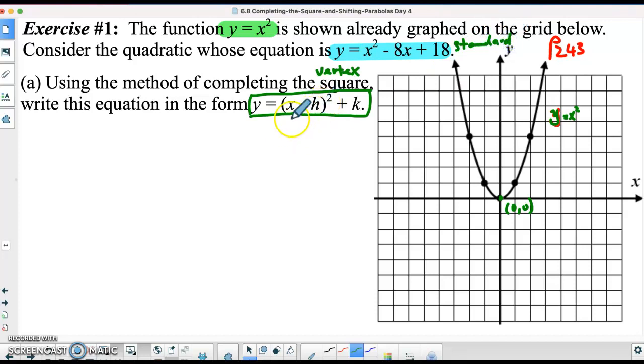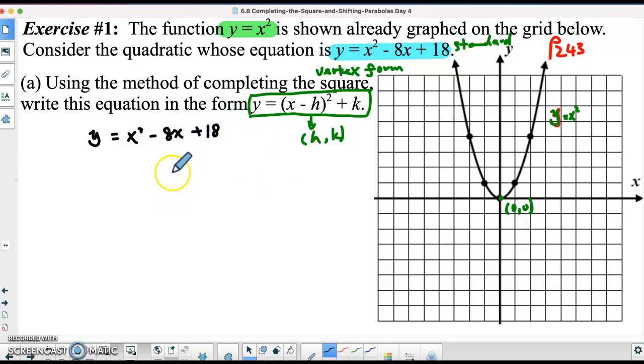I would say the vertex form tells you more information about how the graph behaves, right? Because it tells you the vertex, h and k. Please keep that in mind. Okay, now let's look at our equation, y equals x squared minus 8x plus 18.